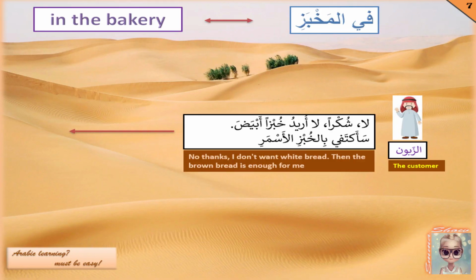سأكتفي بالخبز الأسمر. In this sentence, the verb is used in the near future by adding the letter sin in front of the verb. In the series Arabic Learning Must Be Easy, the verb conjugations and their tenses are clarified. In several lectures there I explained the verb in the future tense with the two usages of near and far future. Therefore, a short explanation. سأكتفي means it's enough for me or it will be enough for me.